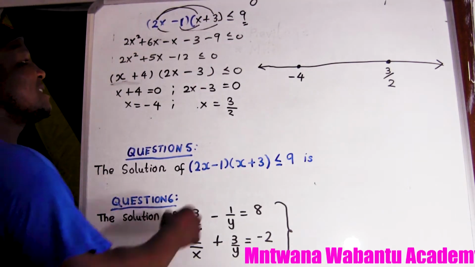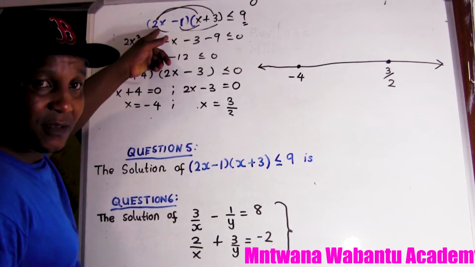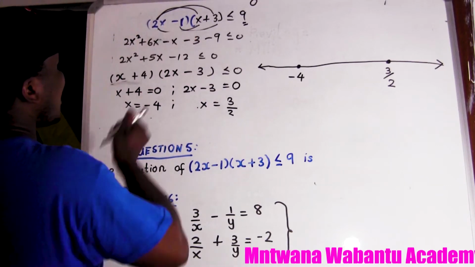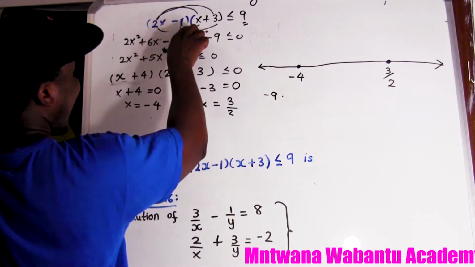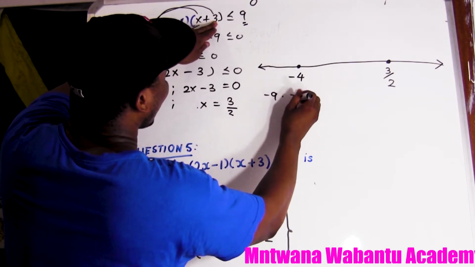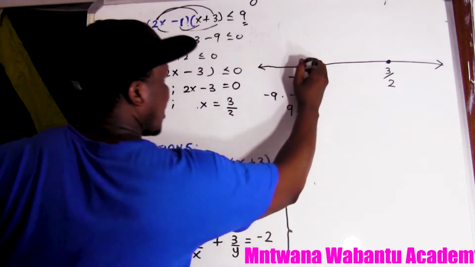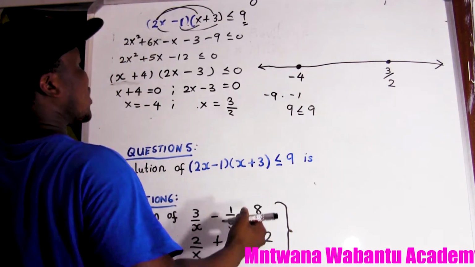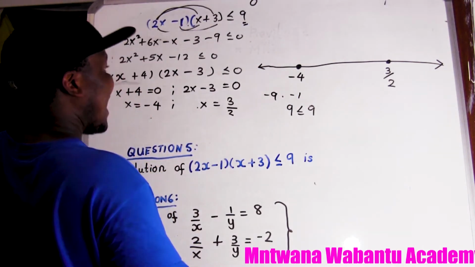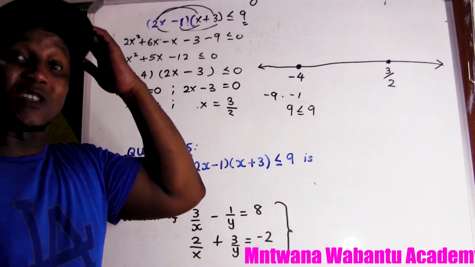For example, let's test by negative 4 itself. If you put negative 4 here, it's going to be negative 8. Negative 8 minus 1, negative 9. So here we have the negative 9. Now multiply negative 4 plus 3 equal to negative 1. So it's going to be 9. Is 9 less or equal to 9? Yes, it's true. So x is going to be equal to negative 4. But we want to see what about negative 5. So yes, x could be negative 4.